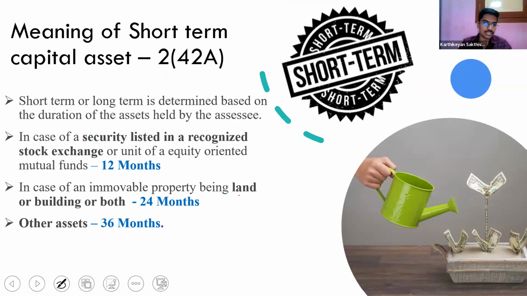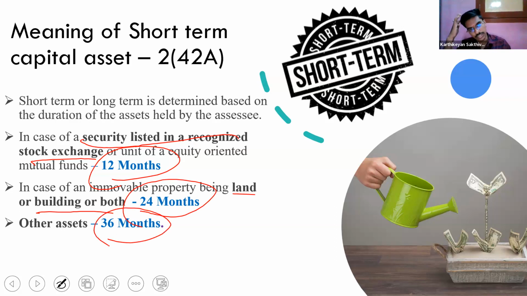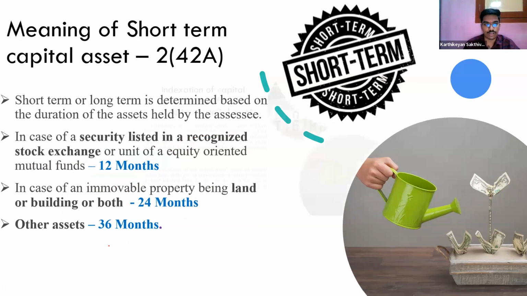So if it is a security which is listed in a recognized stock exchange, if it is held for 12 months or less, it is a short-term capital asset. If it is held for more than 12 months, it is a long-term capital asset. In case of an immovable property being land or building or both, if it is held for 24 months or less, it is short-term. More than 24 months, it is long-term. In case of any other asset, if it is held for more than 36 months, basically which is 3 years, it is to be treated as till 3 years short-term, more than 3 years, it is long-term.